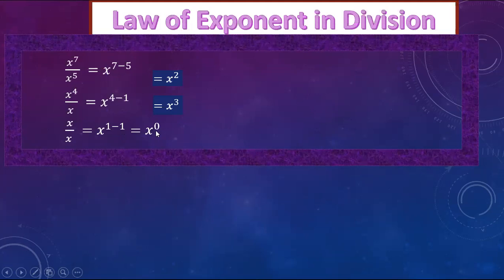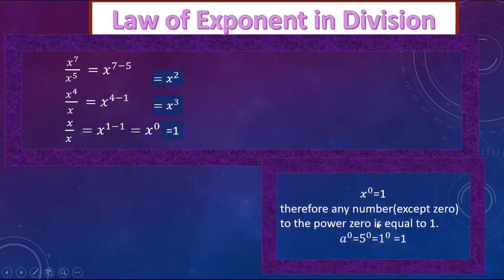And please keep in mind that whenever a variable or number has power 0, that is always equal to 1. Okay? Any number except 0 to the power 0 is always equal to 1. Okay? a power 0, b power 0, 5 power 0, it is always equal to 1. Okay?